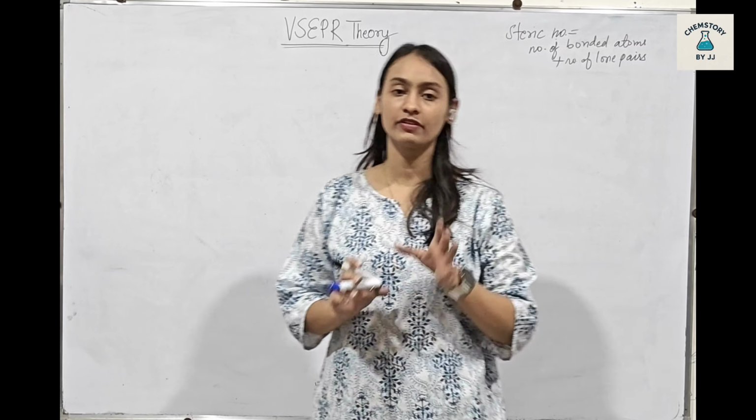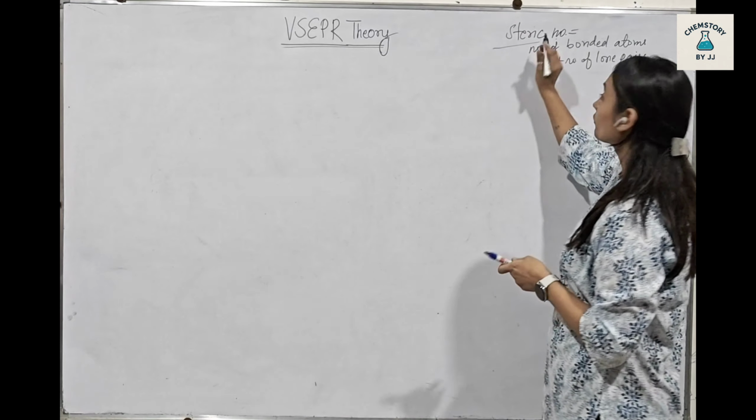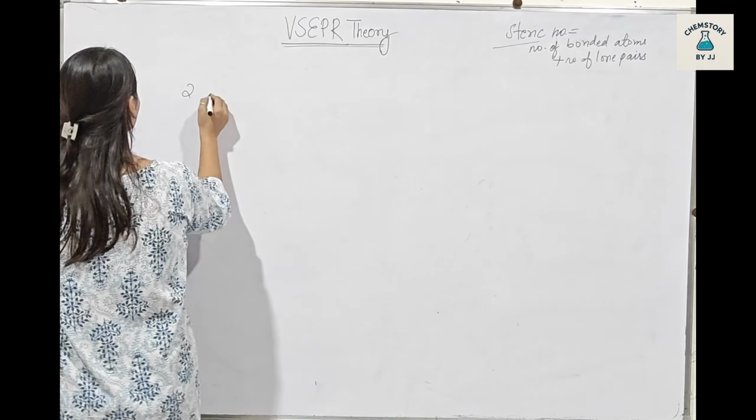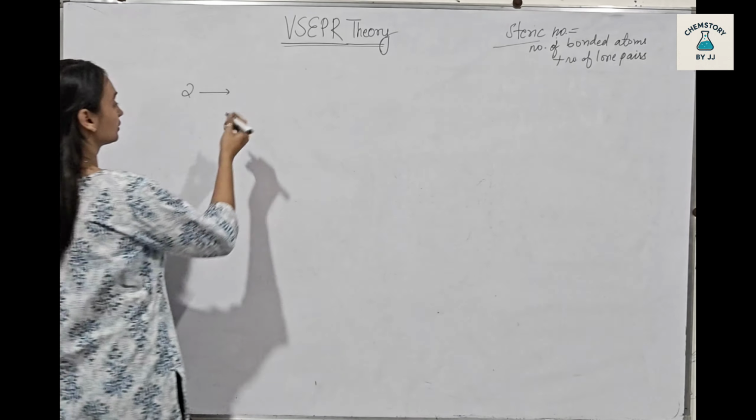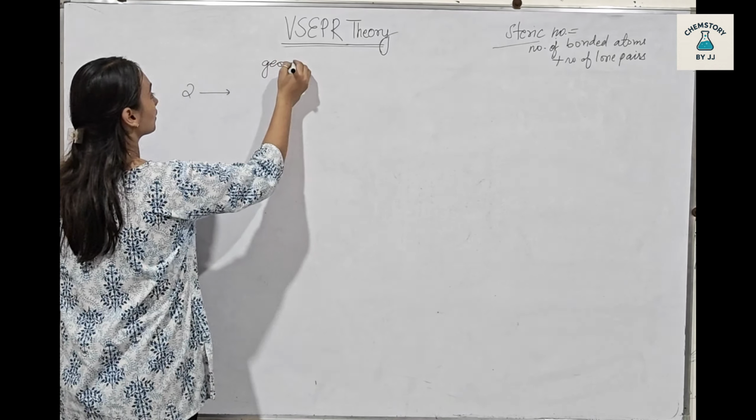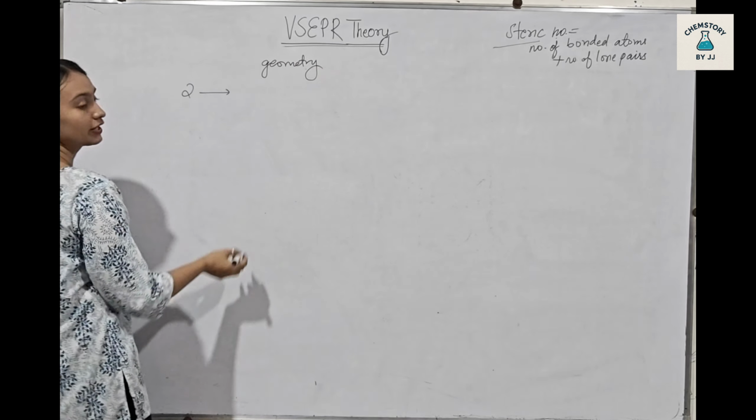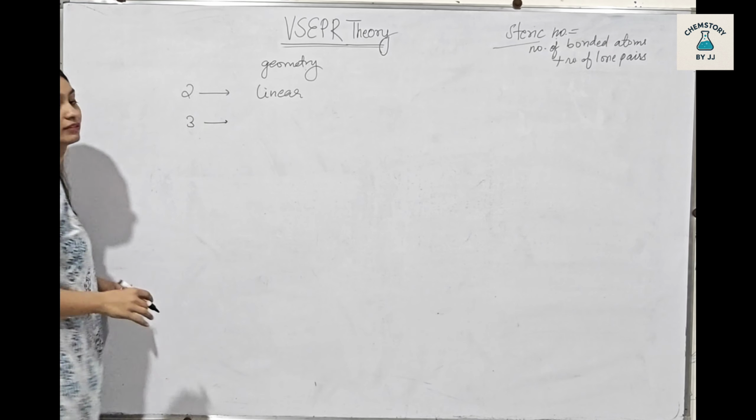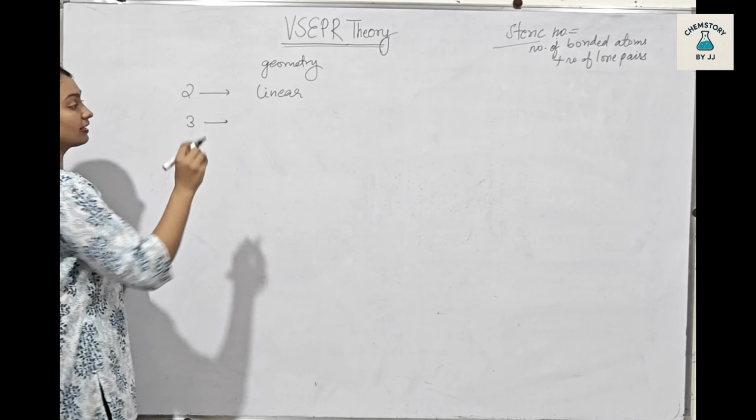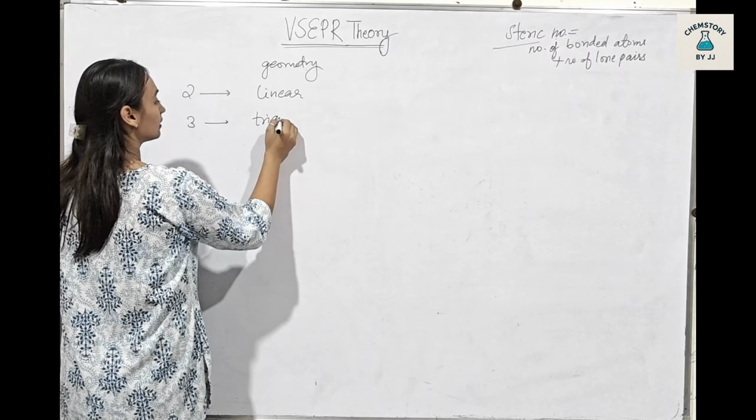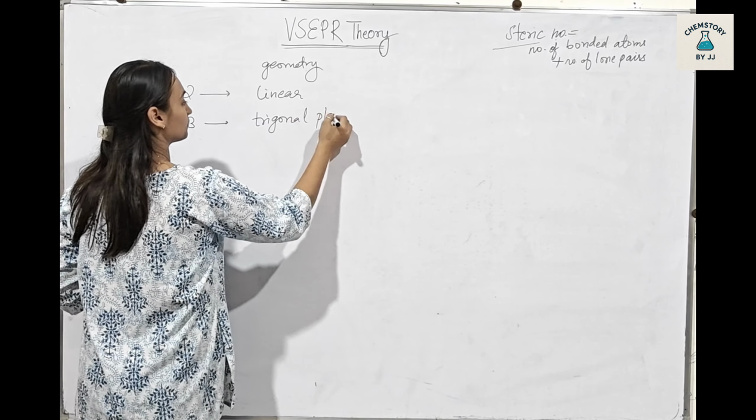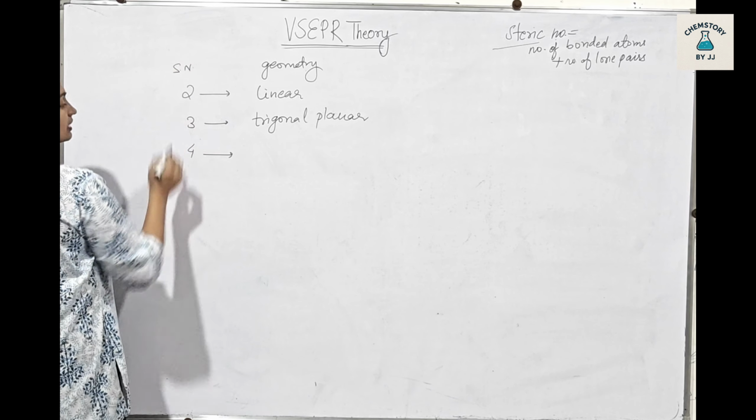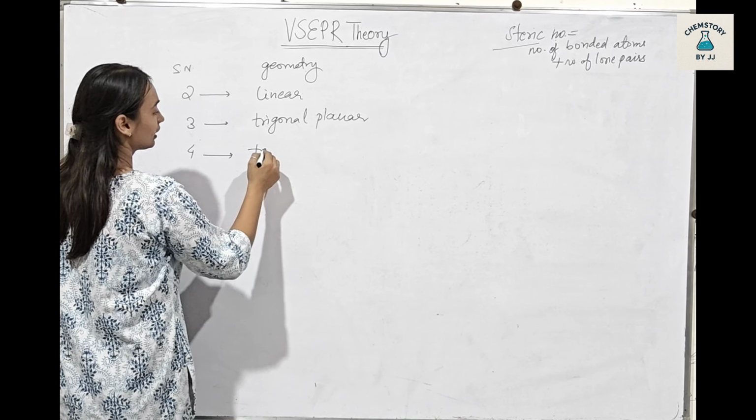See, this is a small thing that we have to remember. If the steric number is 2, then we are going to predict that the geometry for a compound is going to be linear, right? If the steric number is 3, then we are going to predict that the geometry is going to be trigonal planar, right? If the steric number is 4, then it is going to be tetrahedral.